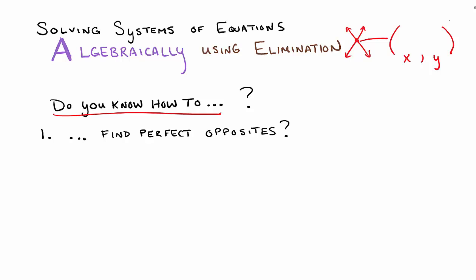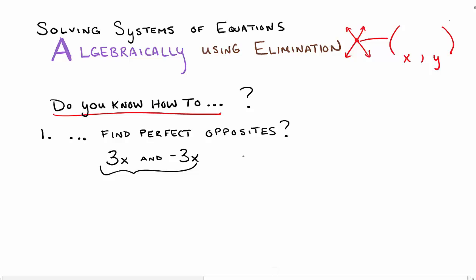My first one is, do you know how to find perfect opposites? Do you even know what a perfect opposite is? The way that we're going to see it is we're going to see possibly something like 3x and negative 3x. Those are considered perfect opposites.